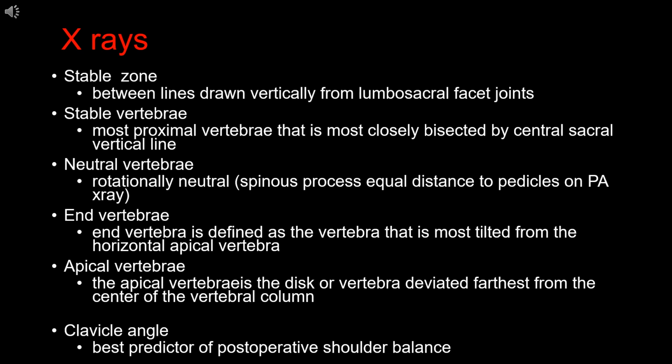End vertebra is defined as the vertebra that is most tilted from the horizontal. Apical vertebra: the disc or the vertebra deviated farthest from the center of the vertebral column. Clavicle angle: a best predictor of postoperative shoulder balance.